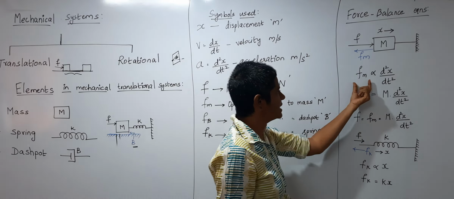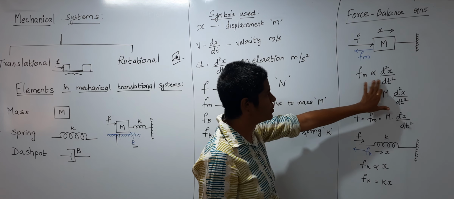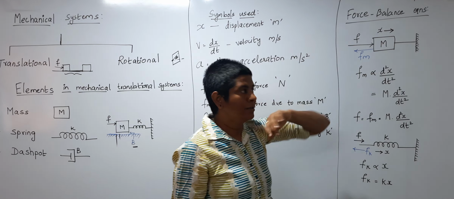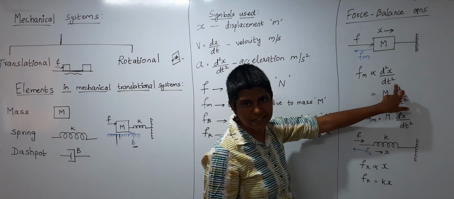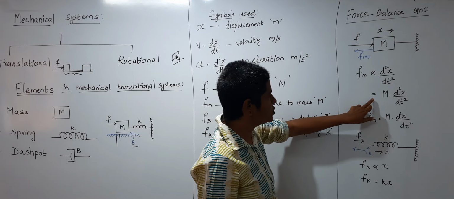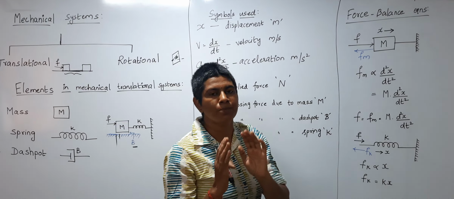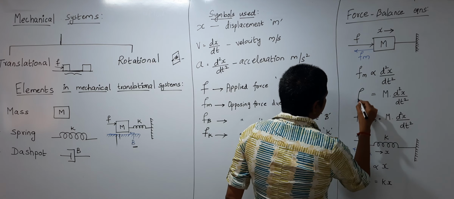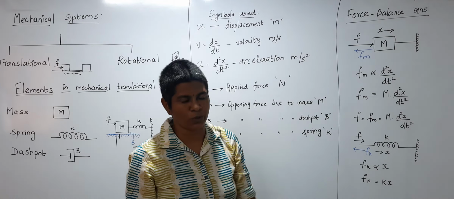In this case, the opposing force given by mass M is directly proportional to the acceleration. Here the distance is x. Whenever we want acceleration, it is represented as d square x by dt square. And the proportionality constant is, because this is due to the mass M, M. So Fm is given as M into d square x by dt square.